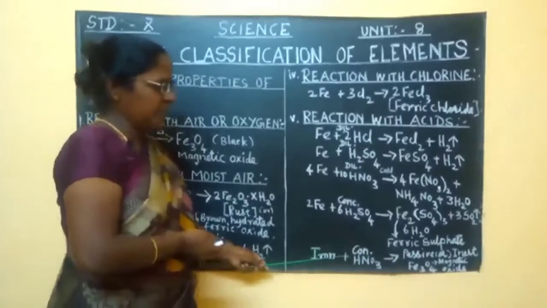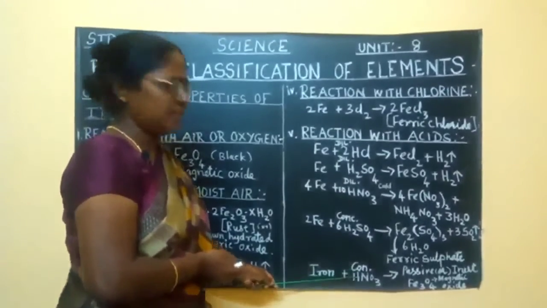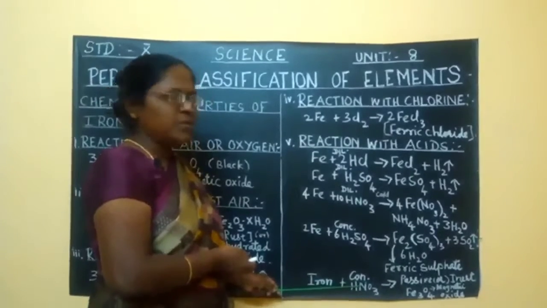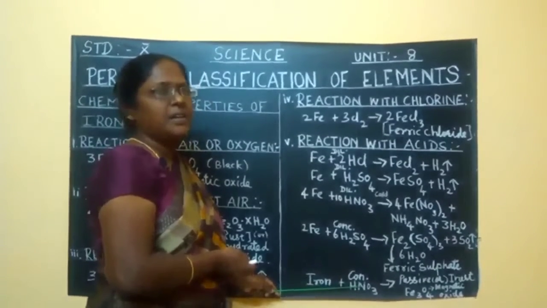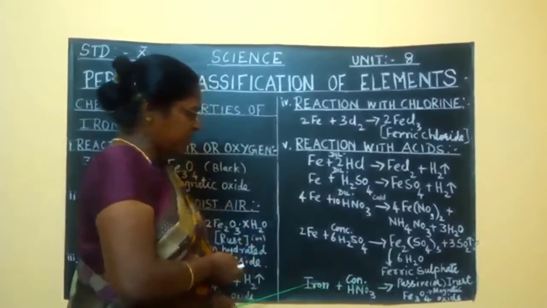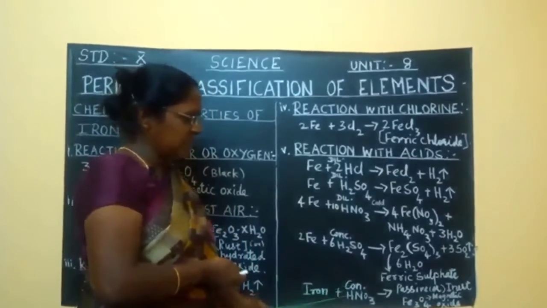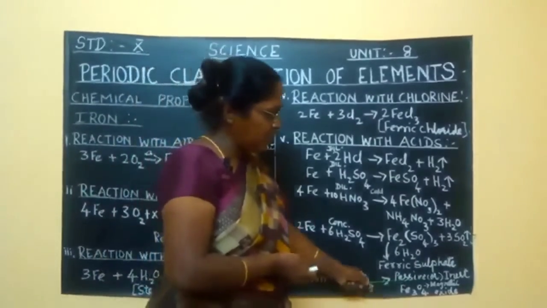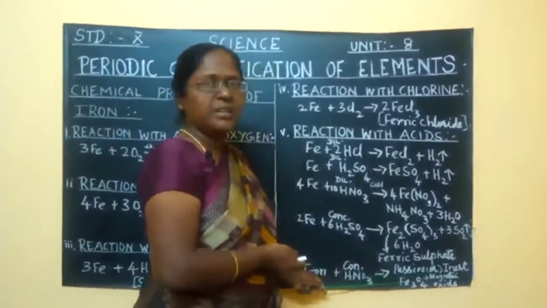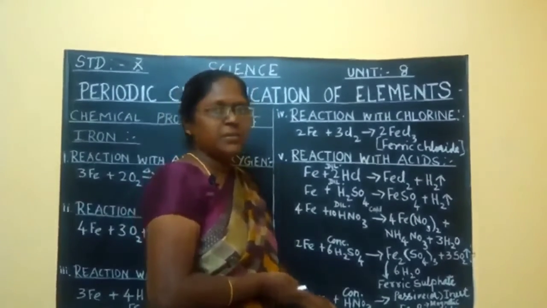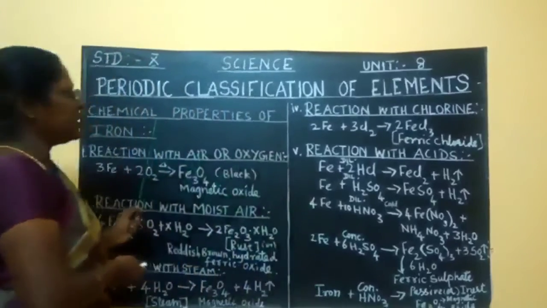Iron is dipped in concentrated nitric acid. It becomes passive or inert due to the formation of a layer of iron oxide on its surface. So here iron plus concentrated nitric acid, it is passive or inert. It is producing magnetic oxide. The formula is Fe3O4. Shall we revise from the beginning?